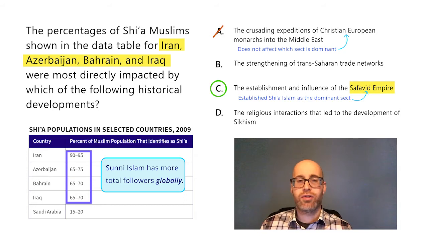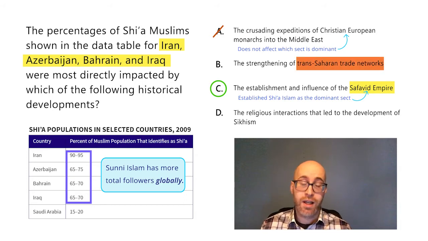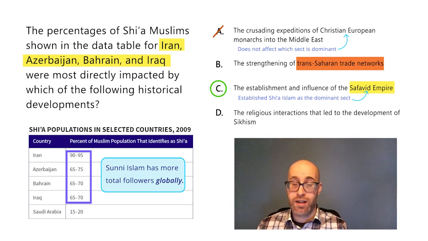Choice B mentions trade networks in Africa. That would have been very important economically, but it would not have affected this region religiously, specifically in the way of causing one sect of Islam to become dominant over another sect.